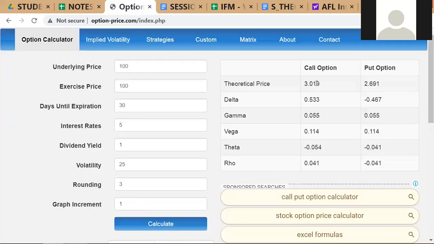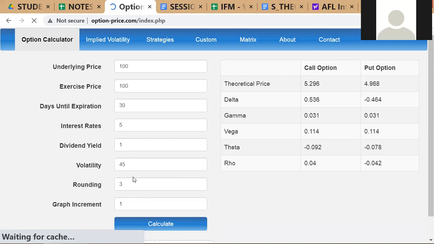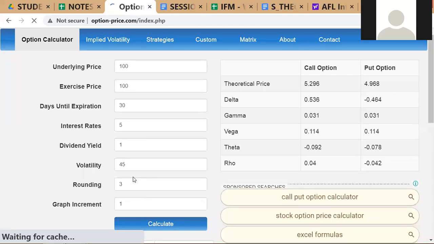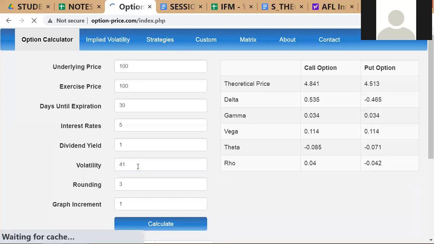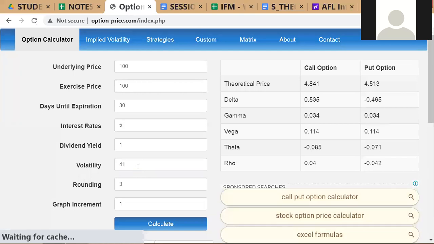You see that the market price is $5. So you see that with a vol input of 25, the theoretical price is $3. That's not good enough. So let's try something higher, see what happens. Okay, now it's too much. It's a little bit over $5. So then I try to reduce it a little bit, maybe make it 41, then make it 40.2 maybe. Yeah, so we are almost there.